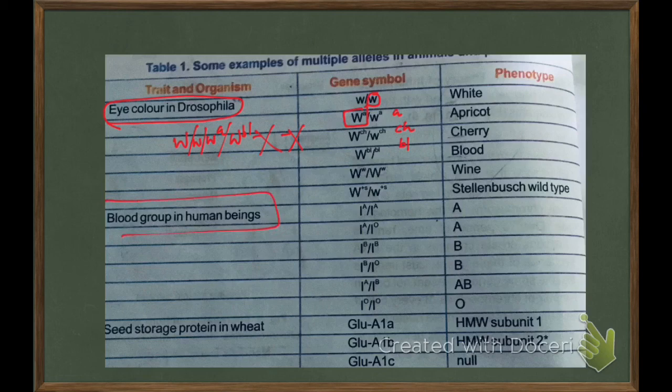Blood group in humans, we already discussed. Seed storage protein in wheat is an example of multiple alleles in plants. So multiple alleles, more than two alleles, control one character.